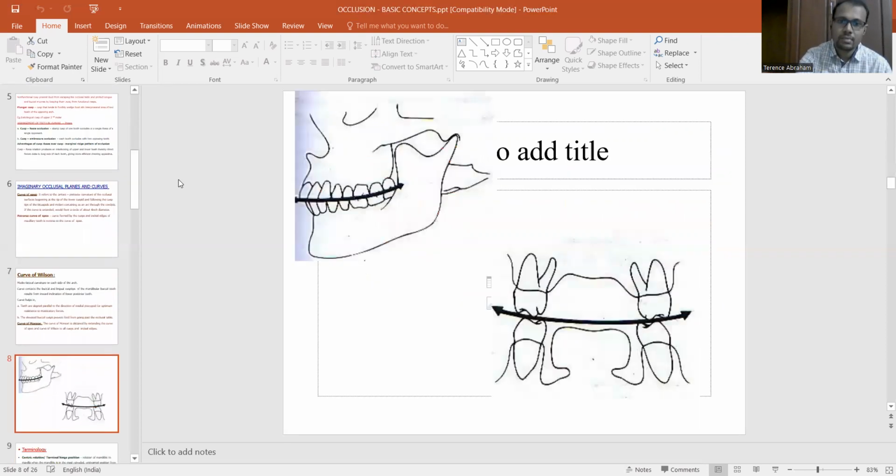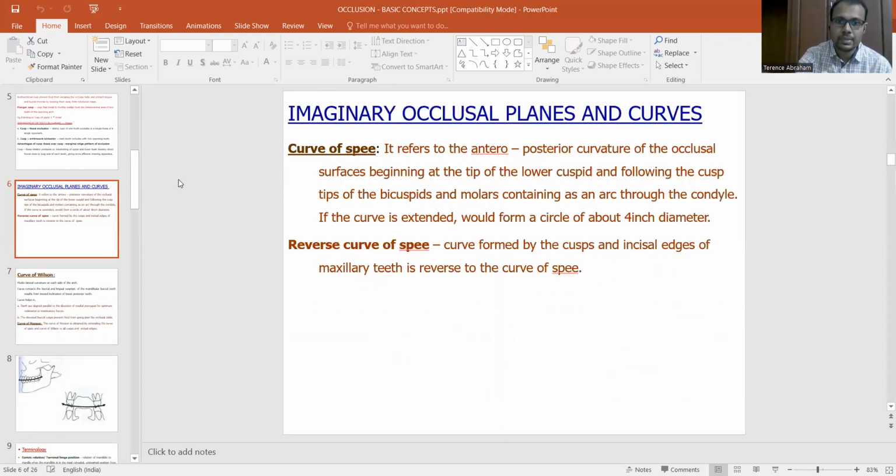In the first figure, you can see it is an anterior posterior curvature starting from the cusp tip of the canine, the buccal cusp of the premolar, and the buccal cusp of the molars. When we extend it posteriorly, it extends to the condyle to form a circle of 4-inch diameter. That is the curve of Spee. When we draw the same curve in the maxillary arch, it is known as the reverse curve of Spee. The curve formed by the cusps and incisal edges of the maxillary teeth is reverse to that of the curve of Spee seen in the lower arch.